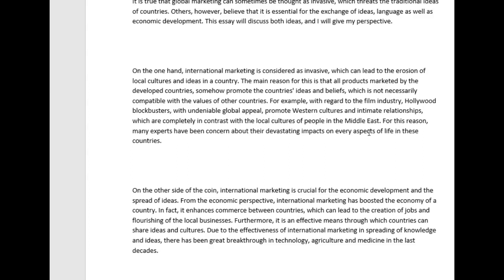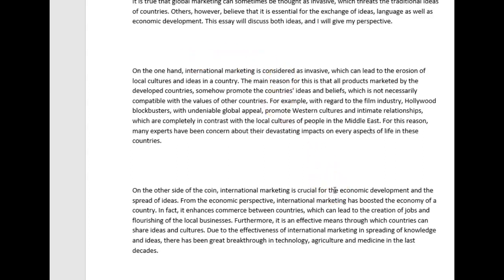On the other side of the coin, alright, basically you used on the one hand, which pretty much obligates you to use on the other hand. If you didn't want to use this pair, then you probably shouldn't have used on the one hand. So moving on. On the other hand, international marketing is crucial for the economic development and spread of ideas. I would have gotten rid of the, so it's crucial for economic development.